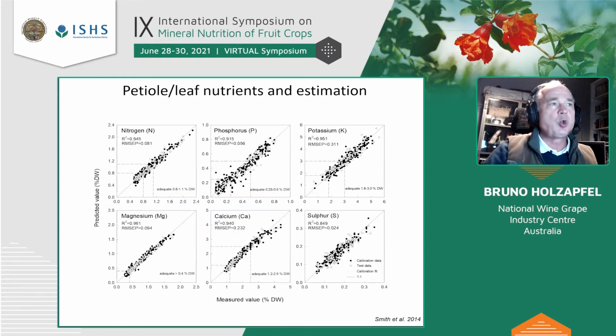The important thing here is, it works for most macronutrients very well. So we have the measured values here, and then we have the predicted values here. And this is the range where we want the petiole levels sitting, between 0.8 and 1.1 here.